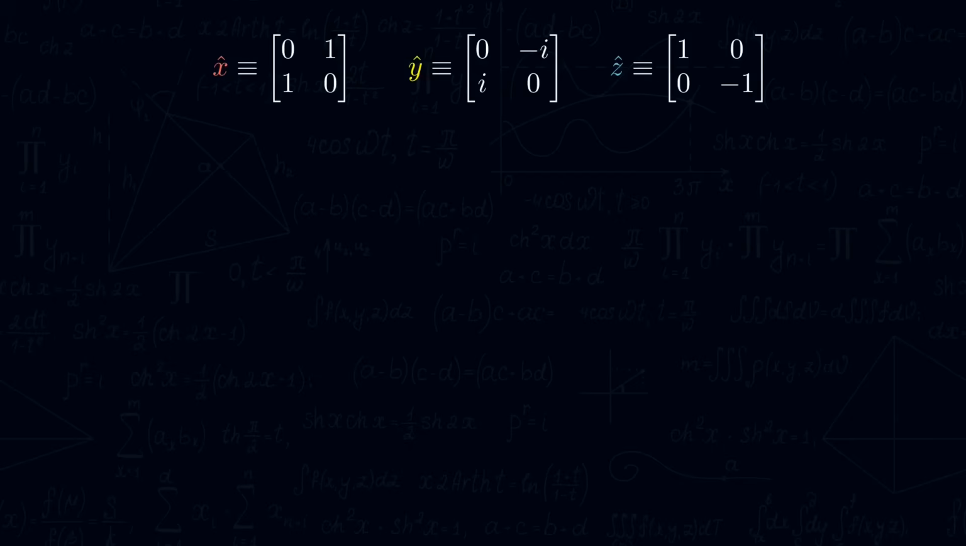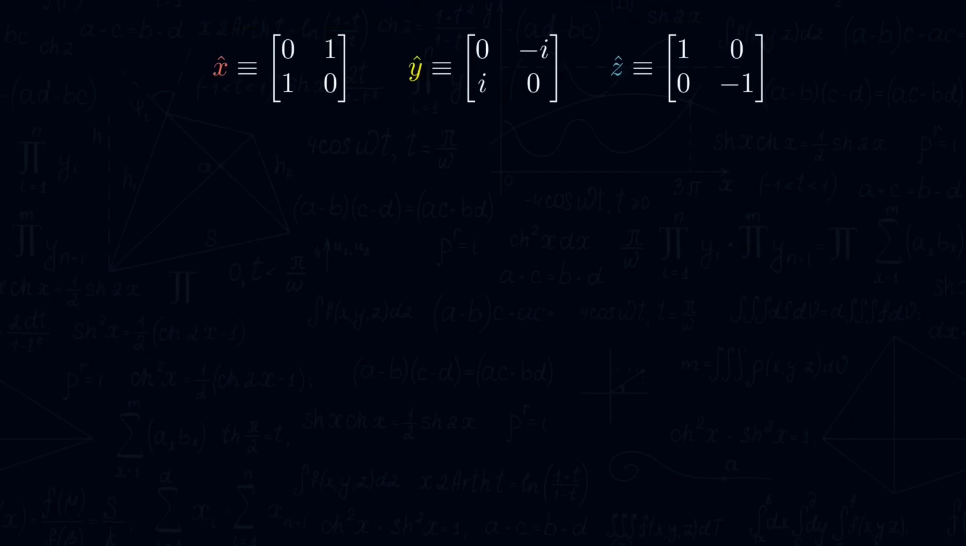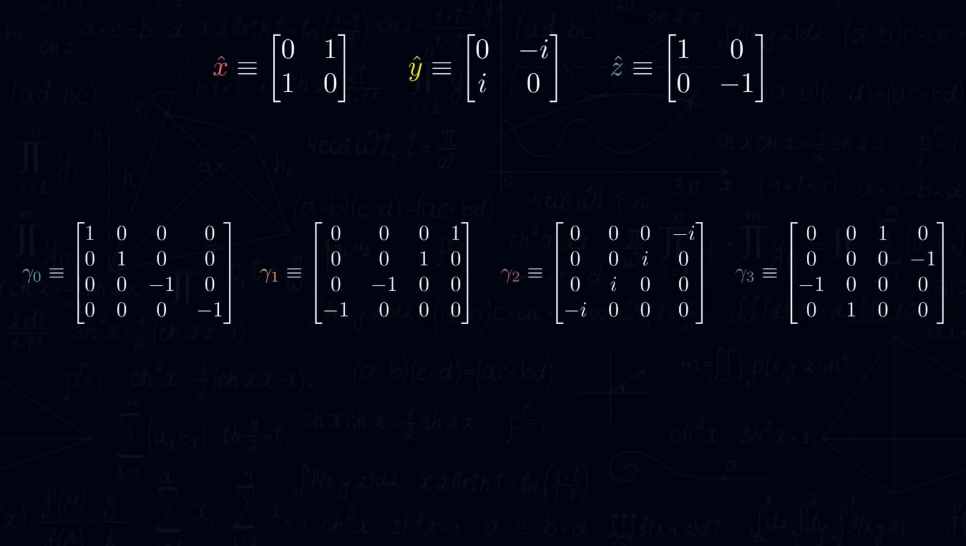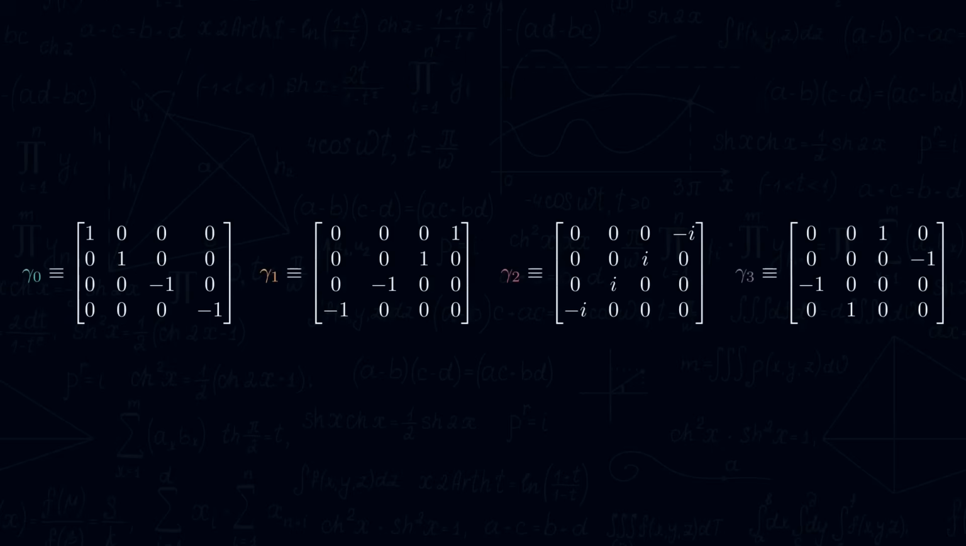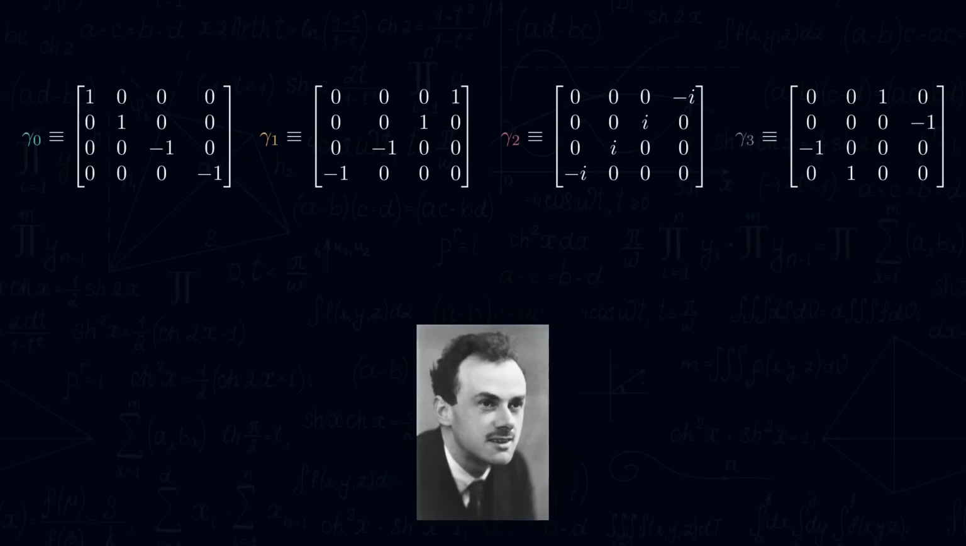Now, let's take it a step further. Instead of using three 2x2 matrices to build vectors, we'll now use four 4x4 matrices, which lets us construct the main building blocks of relativity: 4-vectors. These are known as the Dirac matrices.